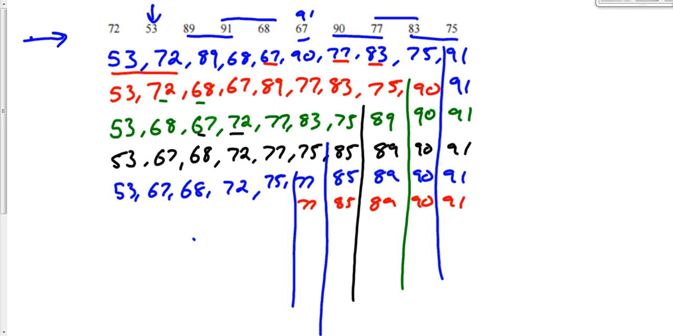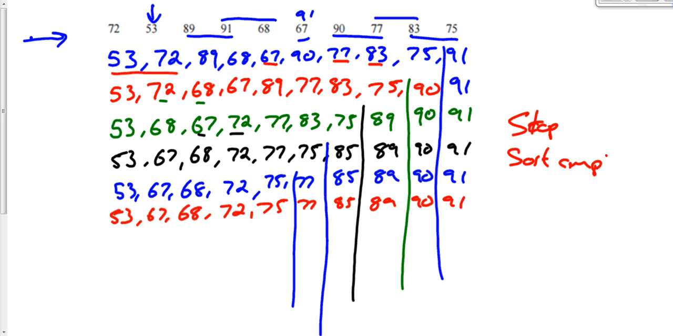Now, even though we can look at it and we can see that it's correct, we do need to do another pass, because the only time we stop is when we do a pass and there's no swaps, or we do a pass and there's only 2 items in there. So we then compare 53 and 67 on the final pass, and that's correct. We then compare 67, 68, which is correct, 68 and 72, which is correct, 72 and 75, which are all correct. And then we can say stop, sort complete. No swaps in the final pass.